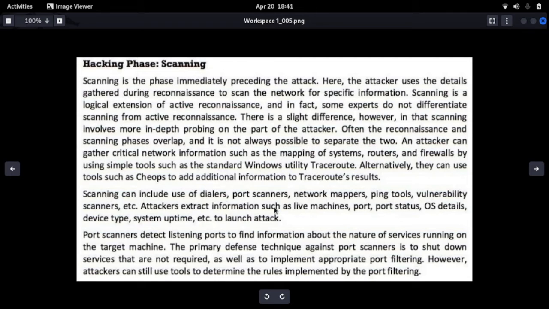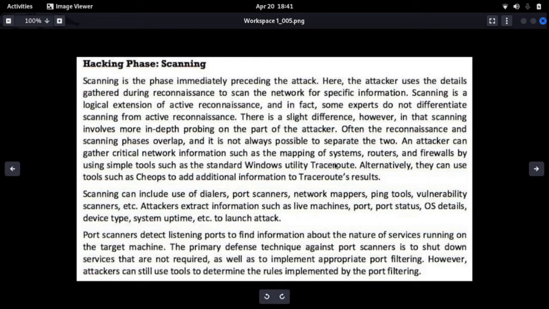Attackers extract information such as live machines, port status, OS details, device type, system uptime, etc. to launch the attack. Now, like the word says, scanning. You know what it means to scan. So when you scan a network, what is your expected result? Mainly, when you scan a particular network, it is to know the live machines, the status of the ports, and the type of operating system running on those machines.